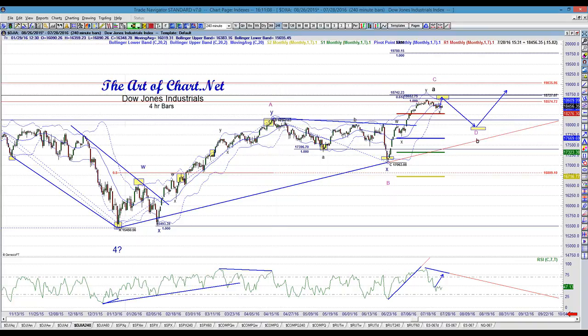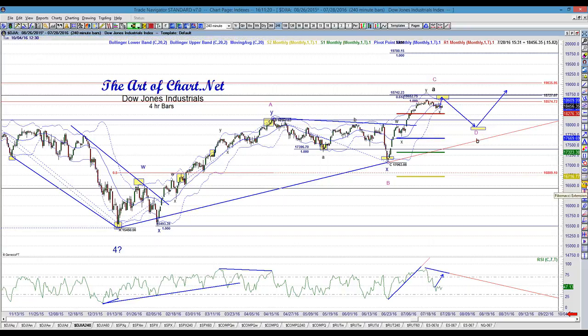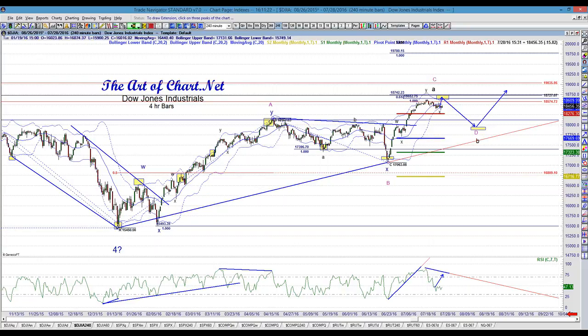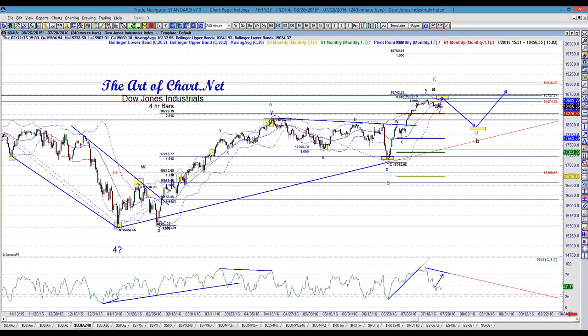Okay, so here's the setup: 3 up, 3 down. Okay, looking for a 5 up. We got the 5 up. 1, 2, 3, 4, 5, and there is a Y. Okay, so, and again, let's look at this from a Fibonacci perspective. Okay, so you look at a larger degree movement like this, an A, B.